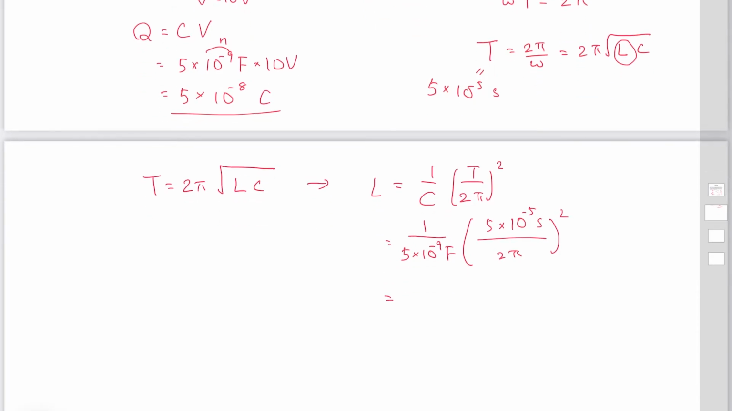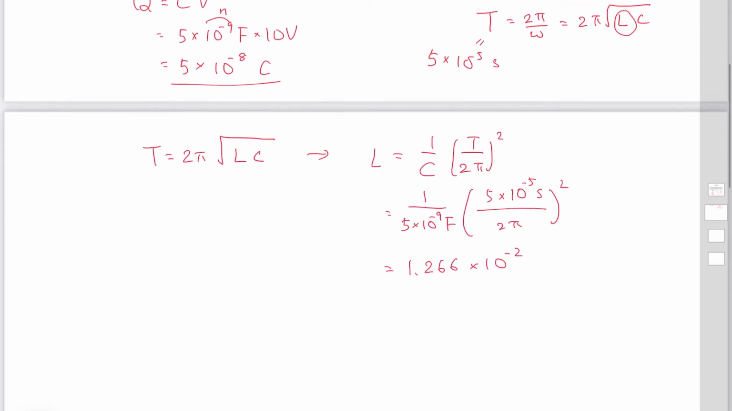Then it becomes 1.266 times 10 to minus 2. Using three significant figures, 1.27 times 10 to minus 2, and the unit is Henry. So this is the answer to the first question, to calculate the inductance of the coil.